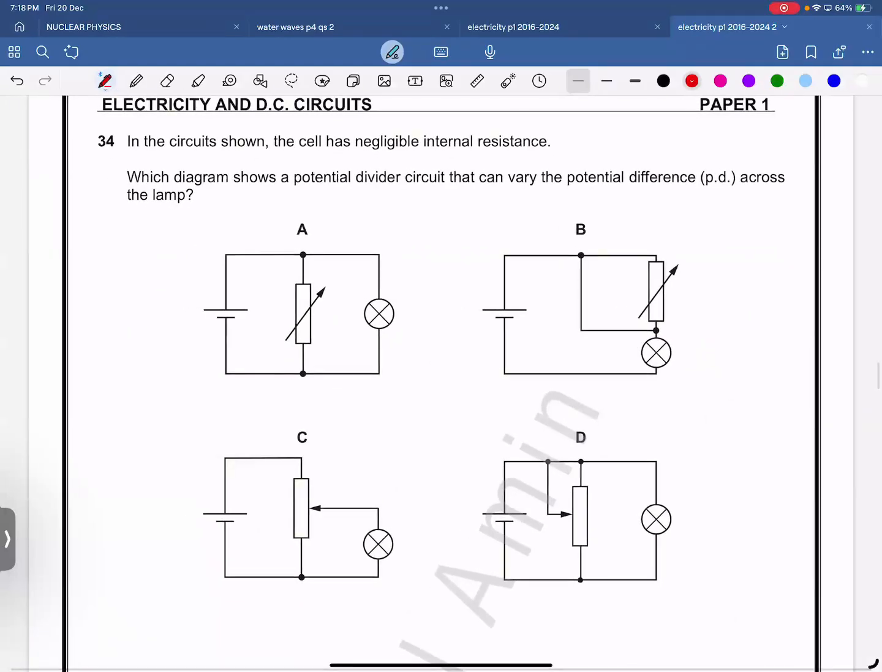Question number 34, my dear students. In which circuit? Okay, the cell has negligible internal resistance. Which diagram shows the potential divider? Okay, IGCSE, not IVA.